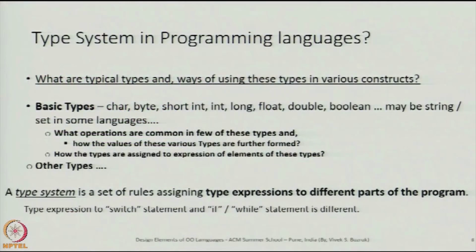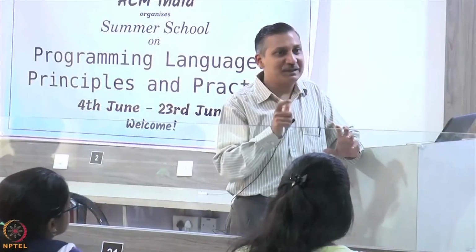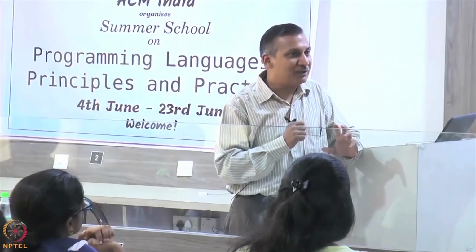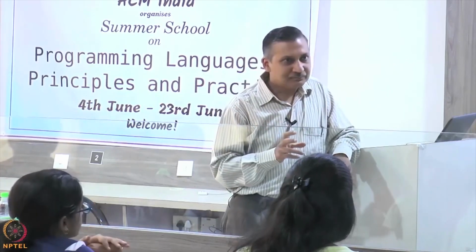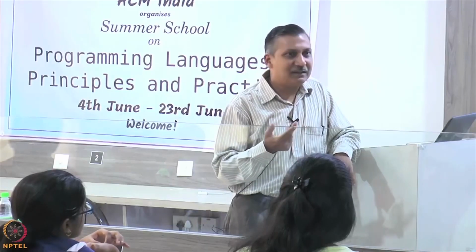How the values of these various types are further formed is very important to understand more about this type system. That is an important thing for the type checker to know: how this set of combinations of types evolves into different values, and how the type relationships exist. Type relationships are important for the type checker to understand. So up to this point, is it clear? Any question? Yes please.